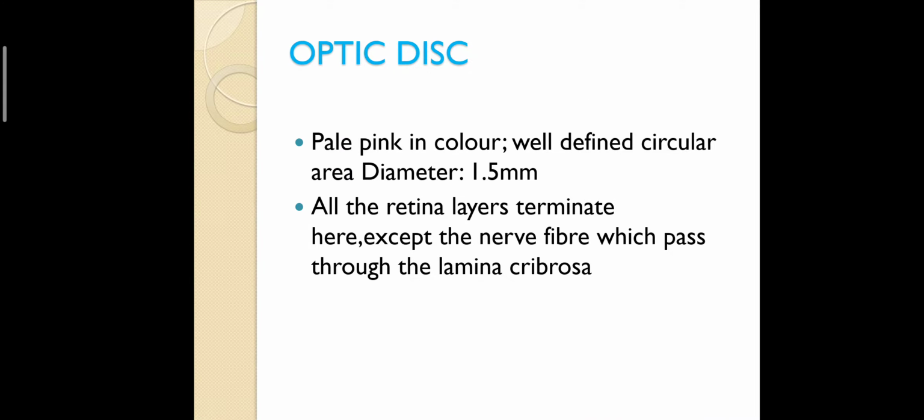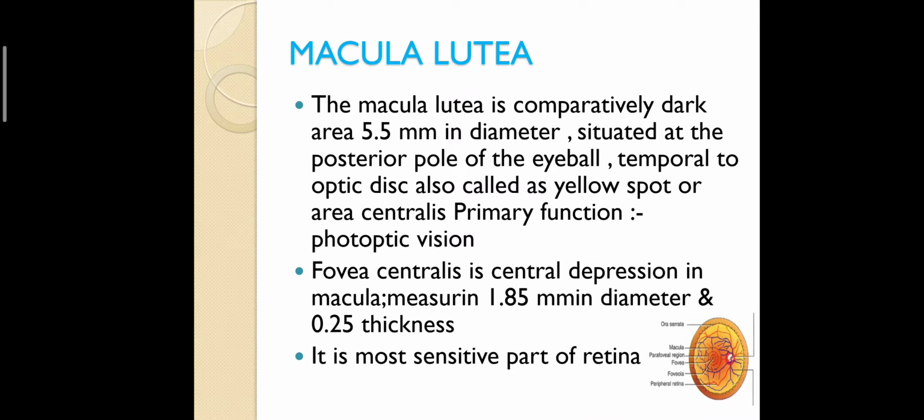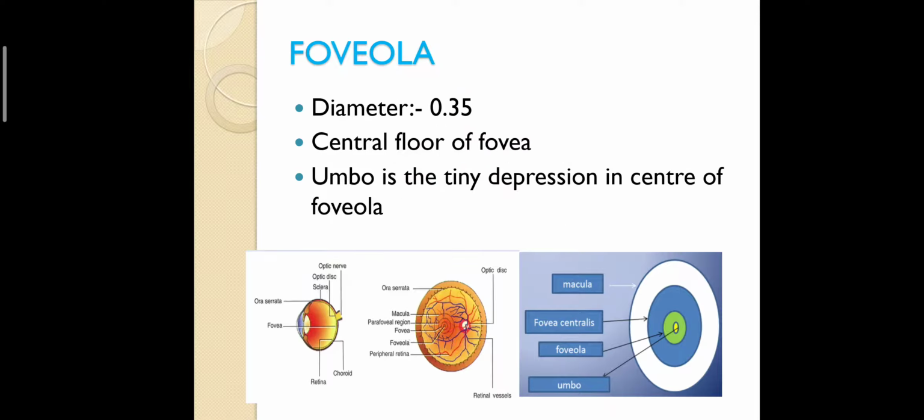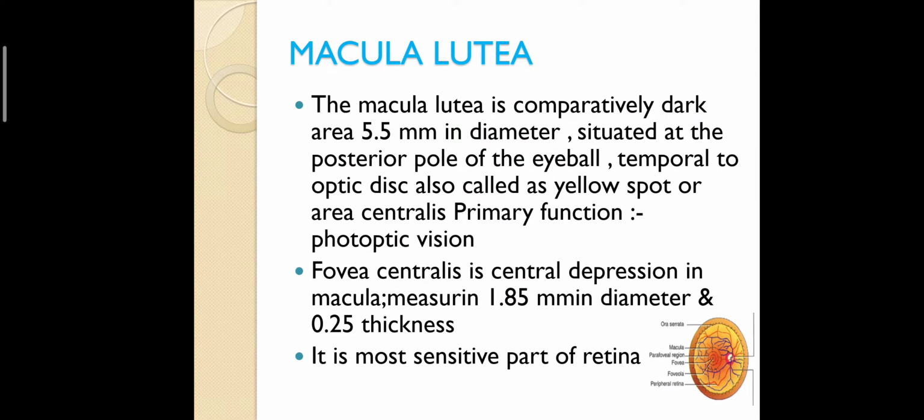Next comes the macula. You need to remember, the macula is the most sensitive part of the retina. Why? I'll be telling you later. The macula is approximately 5.5 millimeter in diameter. In this picture you can see, adjacent to the disc within these arcades, there are three circles which are marked. That area is the macula.